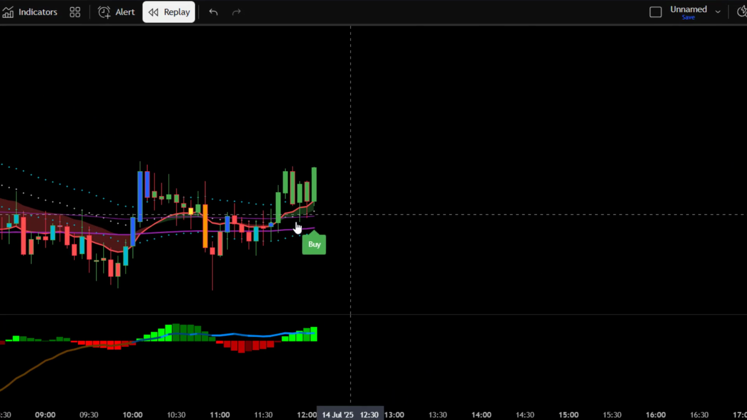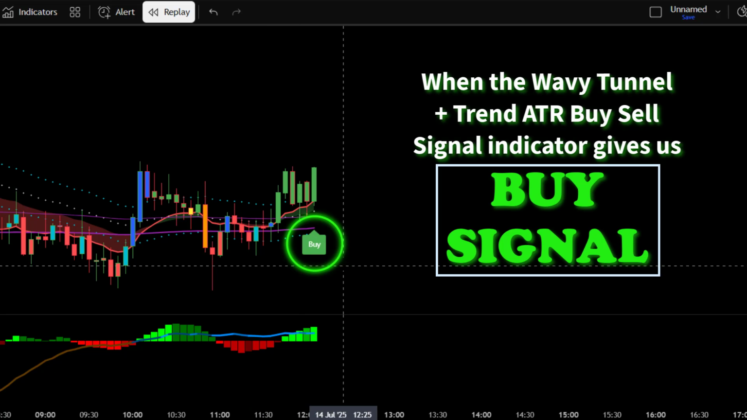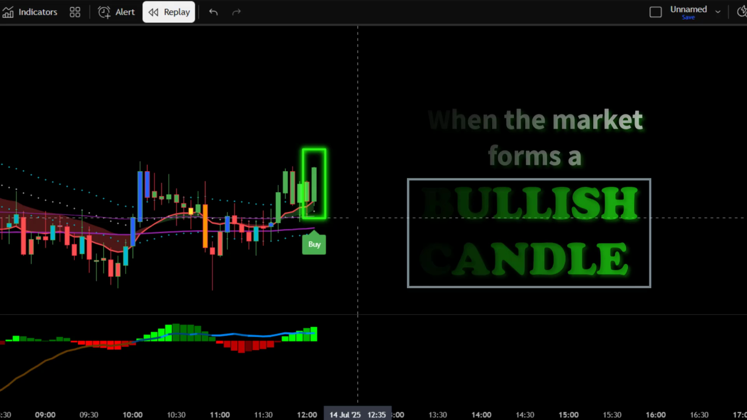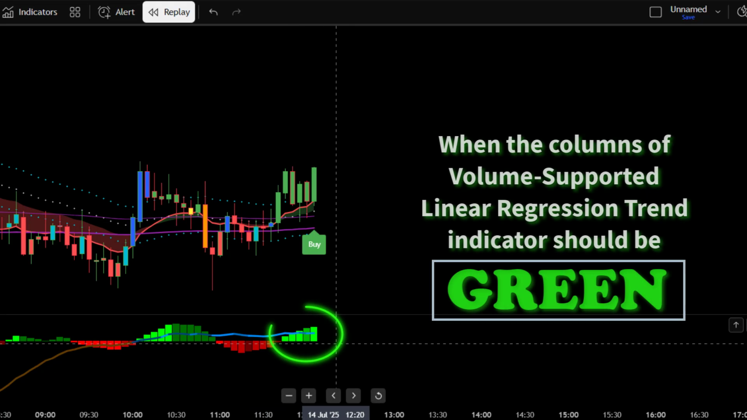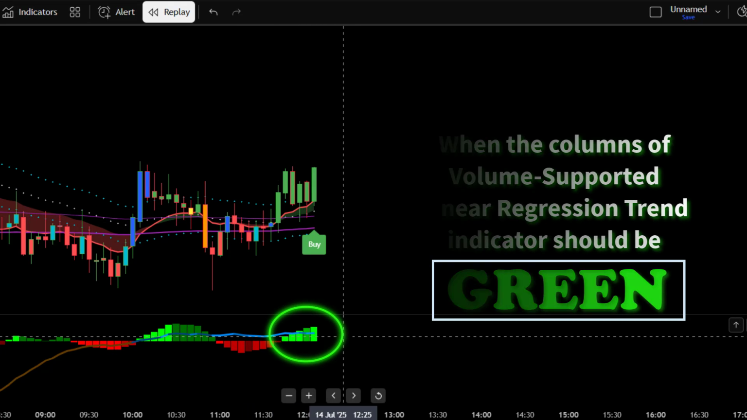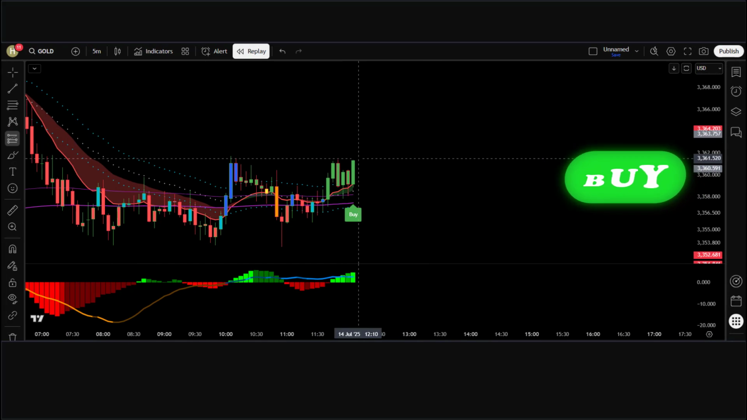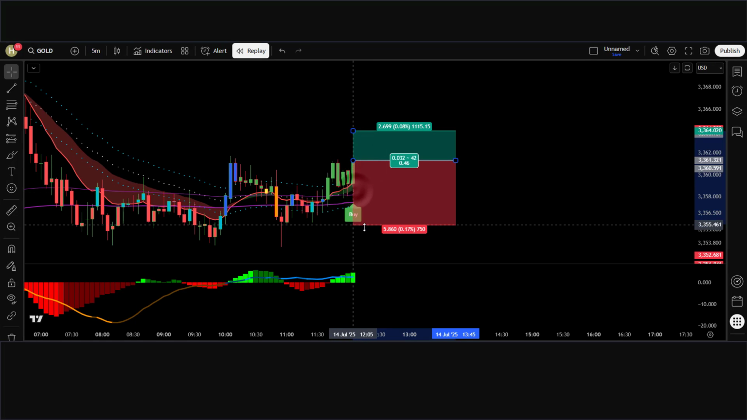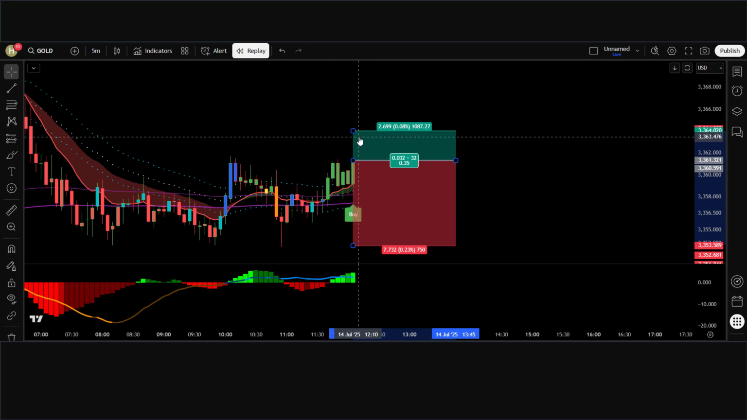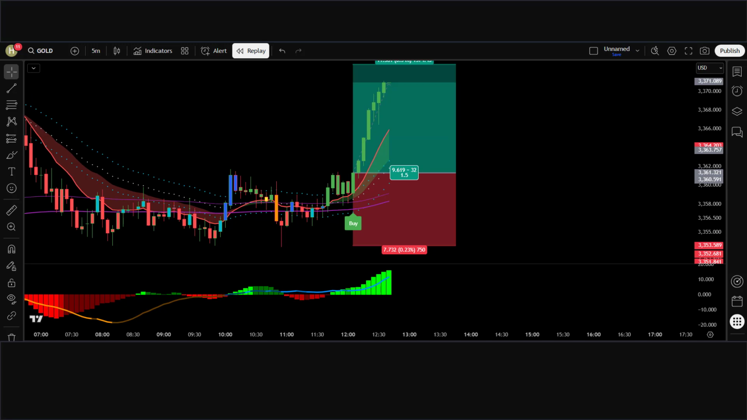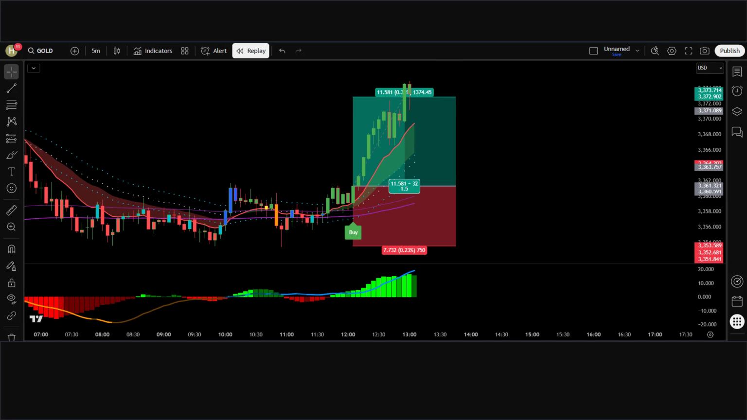Now, let's understand the concept where we will take buy and sell trades based on their conditions. When the Wavy Tunnel plus Trend ATR buy sell signal indicator gives us a buy signal, when the market has formed a bullish candle, and when the columns of the volume supported linear regression trend indicator are green. If this condition is fulfilled, then we will place a buy order. Our stop loss will be placed at the current market's lower level, and the risk to reward ratio will be 1:1.5. The market has completely hit the target.